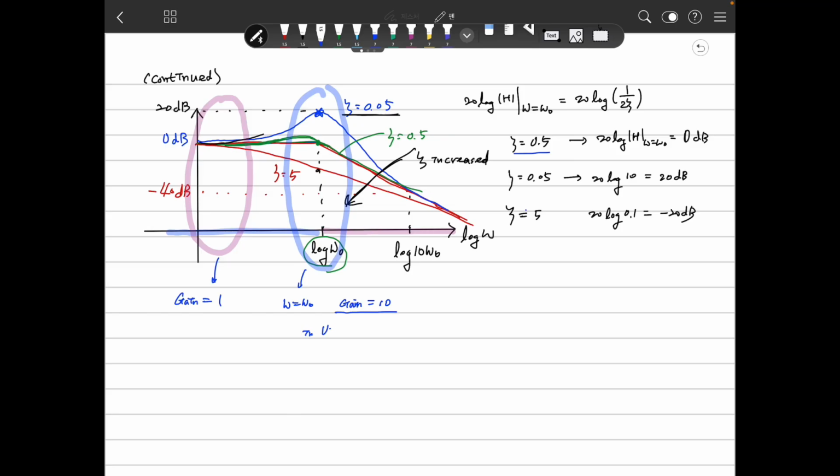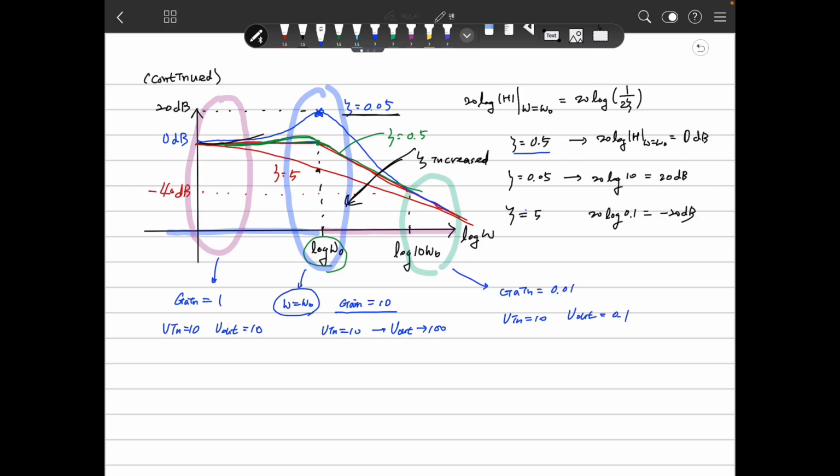So if the input V in is 10, then V out will be 100 at this frequency, especially this frequency. And here, the gain will be minus 40 dB, which means 0.01. Then V in 10 and V out will be 0.1. And here V in is 10, then V out is 10.